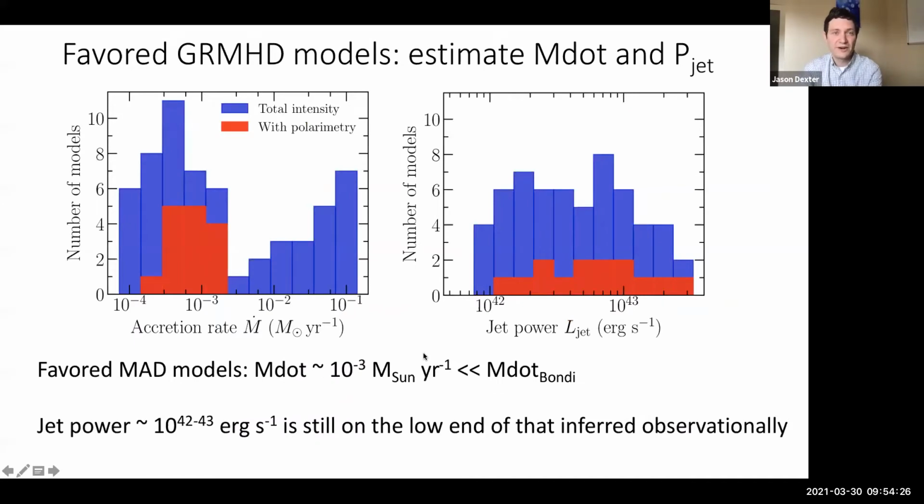Okay, so I just want to go one step further and say that if you're on board with this comparison of numerical models with the image, then you can also try to estimate other properties of M87. So we can estimate, say, the mass accretion rate. So on these plots, the blue is what we had from the total intensity comparison of the ring image with the data. And the red is now our restricted parameter space from polarimetry.